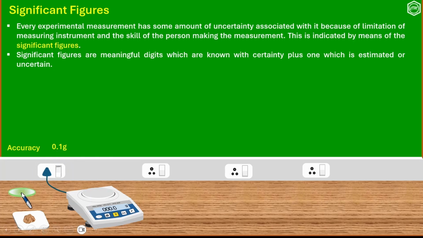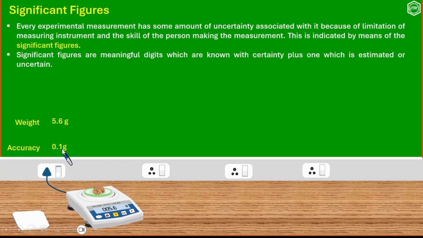And this is a glass dish. We cannot place the stone directly onto the platform. It will spoil the balance. So first we place the glass dish. It weighs 6.2 grams. We can eliminate the mass of this glass dish by pressing the tare button. Now the weight is 0 gram. We place the stone piece in the glass dish and the weight shown is 5.6 gram.